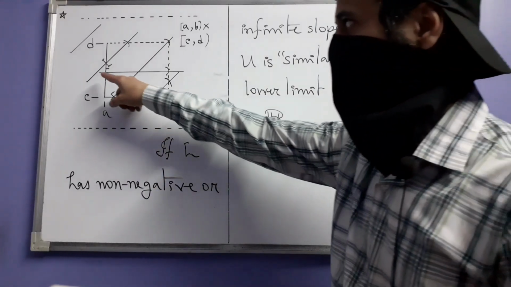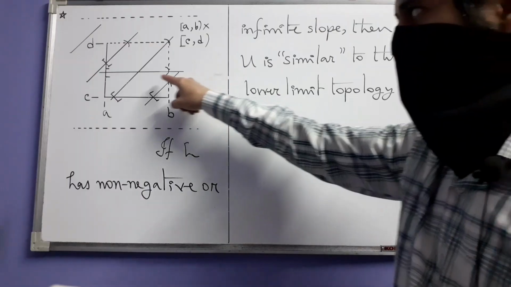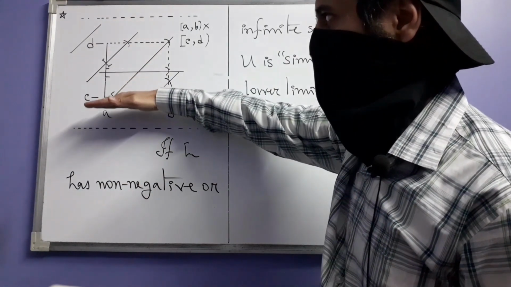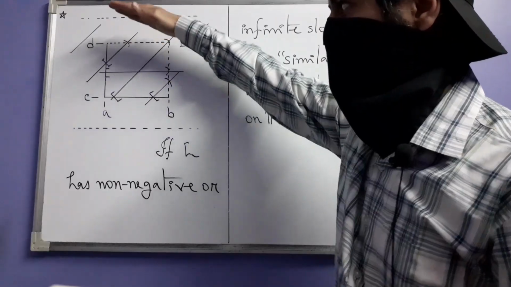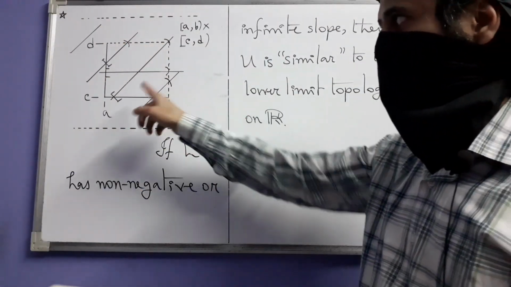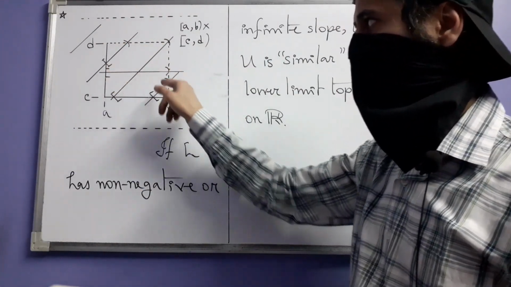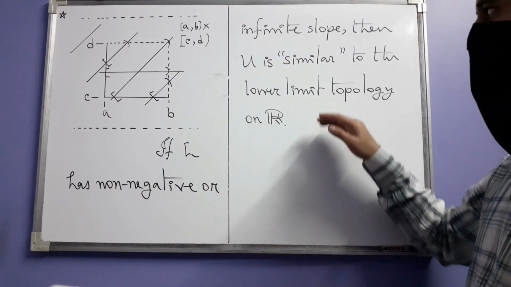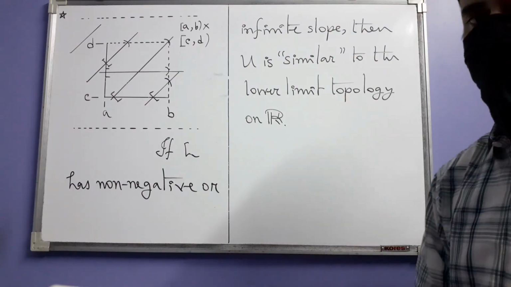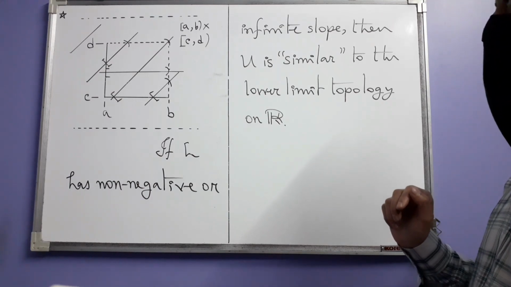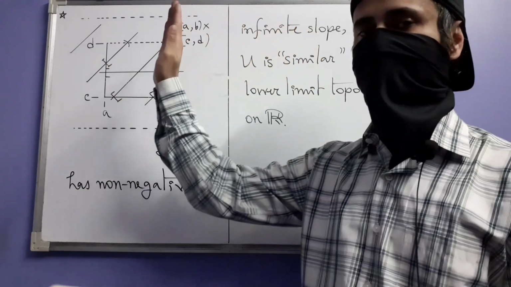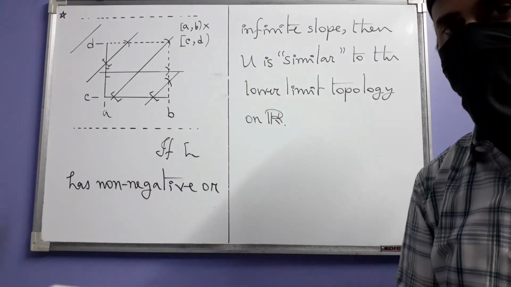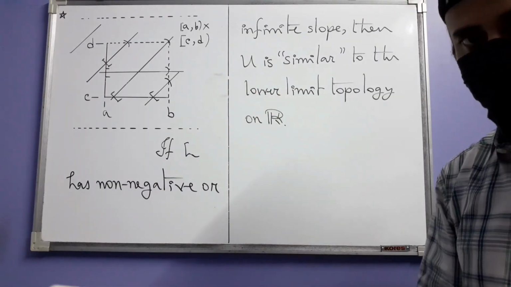Also you see one line that is horizontal. If you slide any horizontal line like this up and down and make it intersect this region, here also you will get closed open intersections. So that is why in this case it's the lower limit topology. Oh, there is one more thing. Vertical. There also you check, you will get this type of intersection. So that is why we have this.